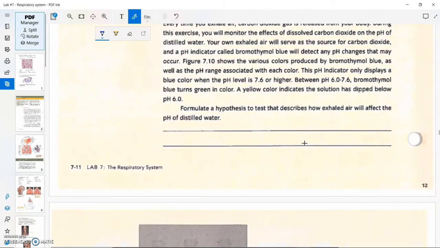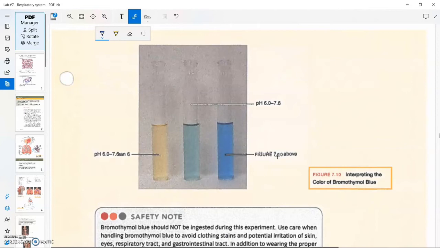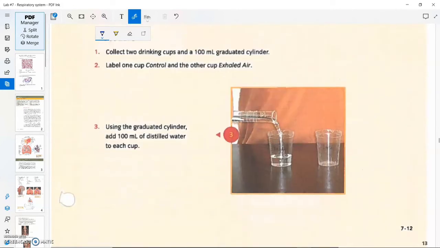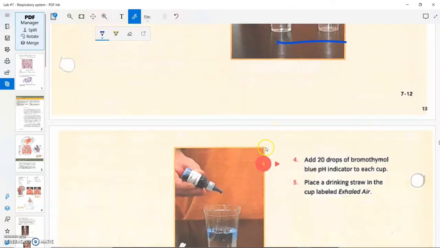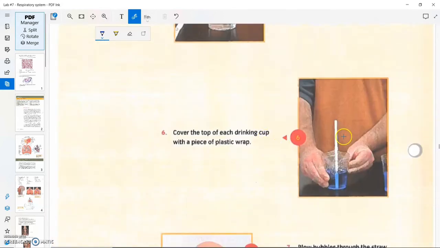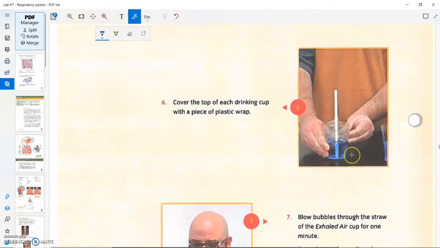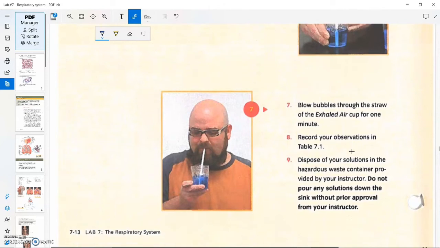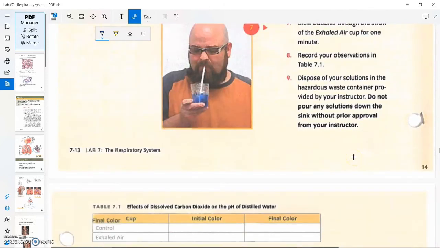Now, the effects of carbon dioxide. How will exhaled air affect the pH of distilled water? In fact, exhaled air contains CO2, the acidic gas. So we're going to have two solutions of bromthymol blue, hypothetically. One will serve as a control, and another will receive the CO2 that we exhale. So we would exhale through the straw into the cup covered with saran wrap, thus accumulating CO2 in the cup.